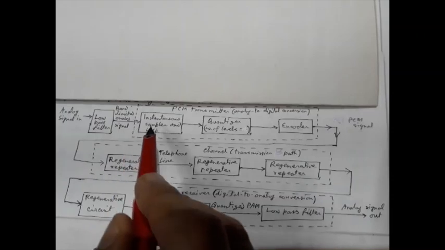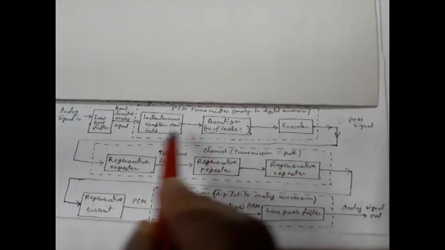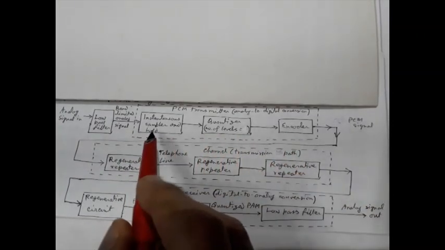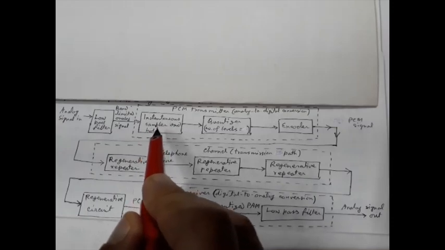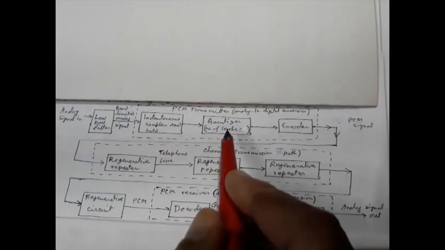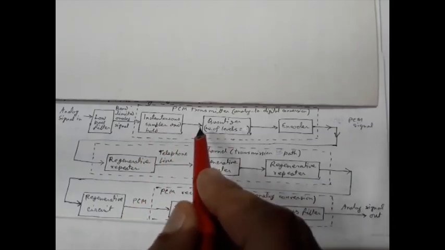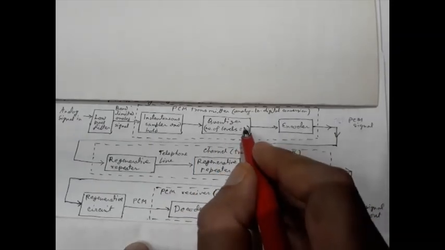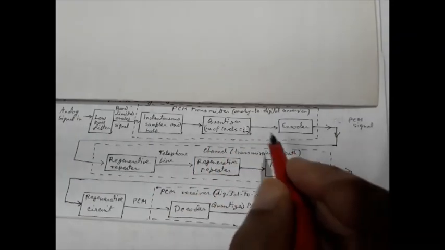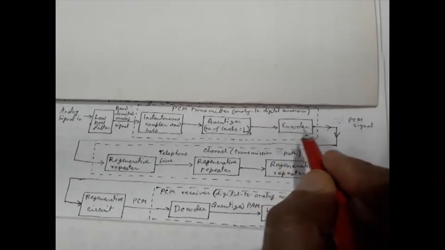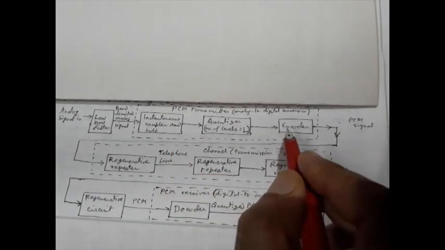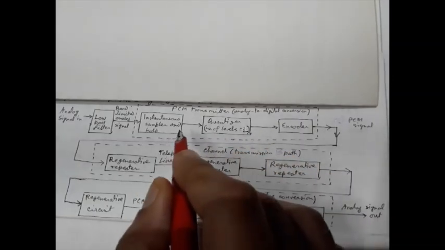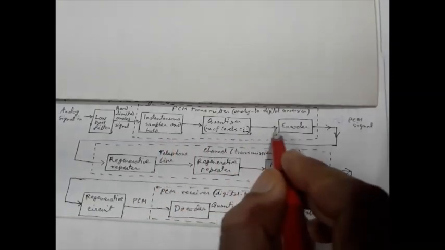Next, these three blocks are the PCM transmitter block. The first one is the sampling and hold circuit. Second one is the quantizer with number of levels, say L. And third one is the encoder. So these three blocks constitute a PCM transmitter.